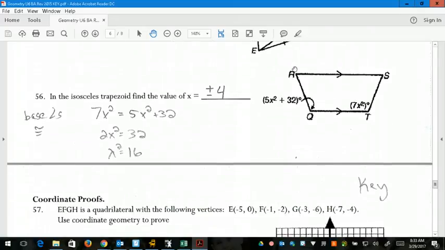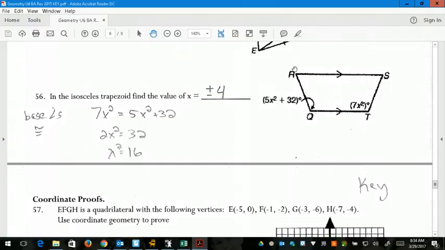In 56, they are base angles, so we end up setting them equal, solving for x. X is plus or minus 4, and that's all they asked us to find. If they asked us to find the angle, we'd plug that back in and get our angles. Any questions on that page?